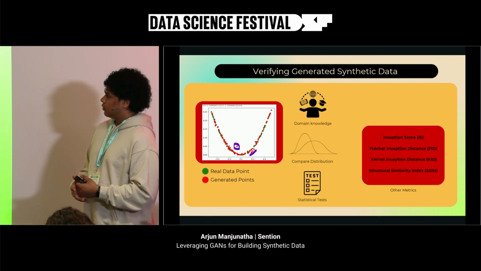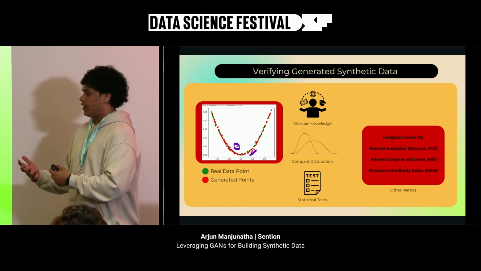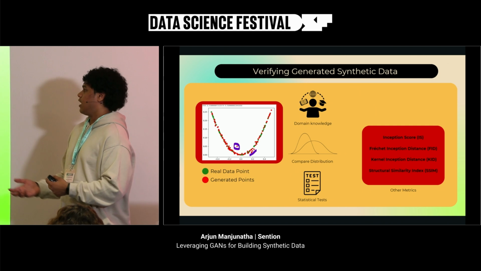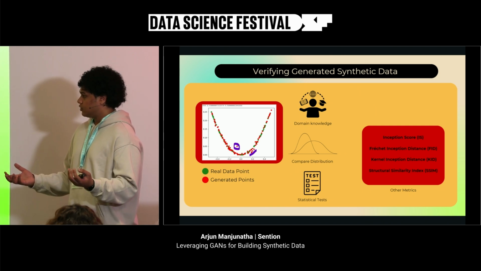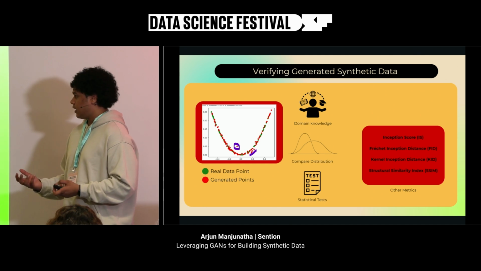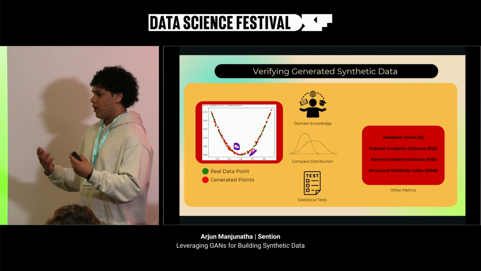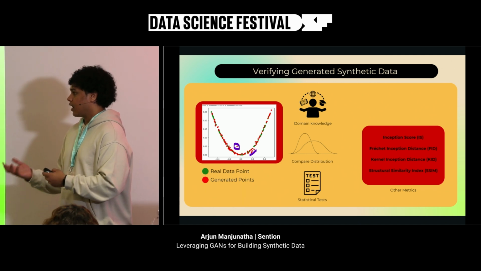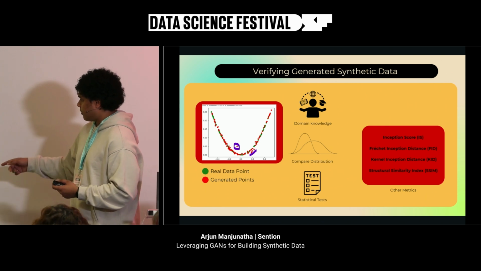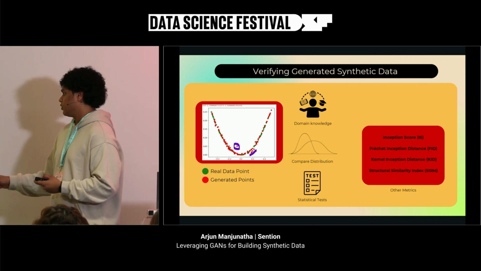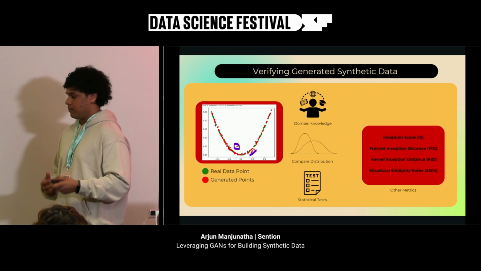The best way to do that is to have someone with domain knowledge, so they will understand whether the generated data is good enough or bad. Then you can compare the distributions of the real and generated data, and you can also use some statistical tests to see how well the generated data compares to the real data. These are also some of the other metrics. These are usually used in computer vision problems to compare how good the generated and the fake images are.